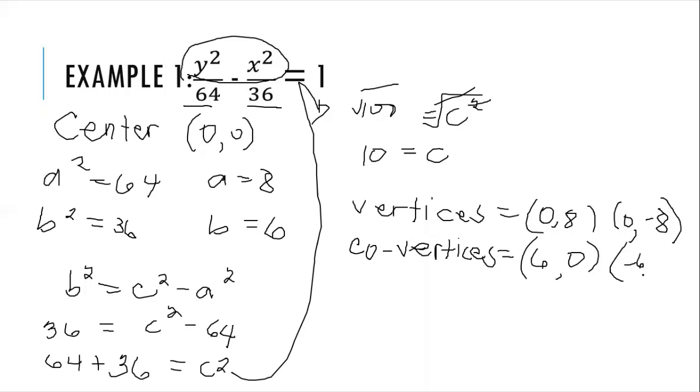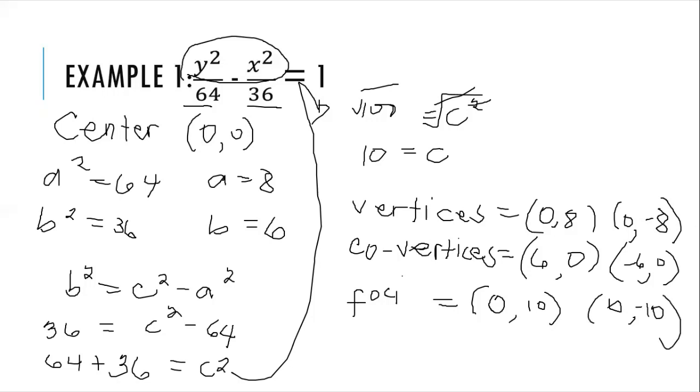Then, negative 6, 0. And then, our foci, we all know that foci is in front of the vertex. Kung si vertex ay nasa y, meaning ang ating foci din po ay nasa y. So 0, 10, and 0, negative 10. So this is our coordinates, our center at the origin, 0, 0, our vertices at 0, 8, 0, negative 8, co-vertices 6, 0, negative 6, 0, and then our foci at 0, 10, 0, negative 10.